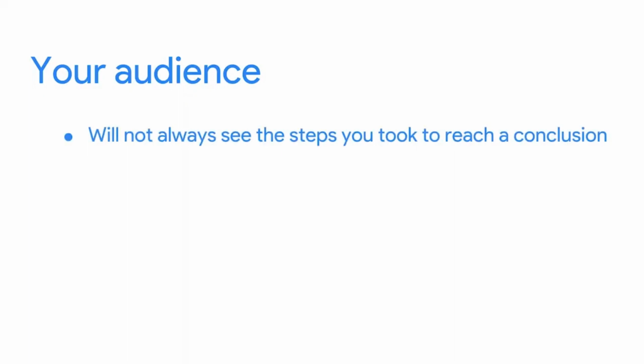First, try to keep in mind that your audience won't always get the steps you took to reach a conclusion. Your work makes sense to you because you did it. This is called the curse of knowledge. Basically, it means that because you know something, it can be hard to imagine your audience not knowing it. It's important to remember that your audience doesn't have the same context you do, so focus on what information they need to reach the same conclusion you did.